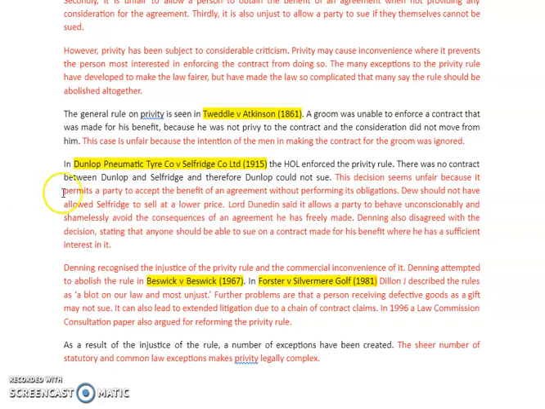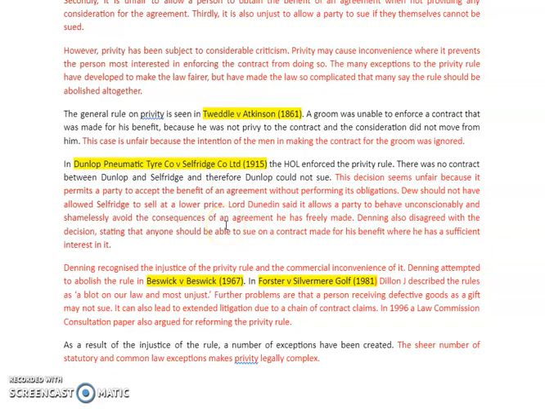We could then look at the case of Dunlop Pneumatic Tyres, where the House of Lords again enforced the privity rule that we saw in Tweddle. And in Dunlop, there was held to be no contract between Dunlop and Selfridge, and therefore Dunlop couldn't sue. This decision seems unfair because it permits a party to accept the benefit of an agreement without performing its obligations. You shouldn't have allowed Selfridge to sell at a lower price.